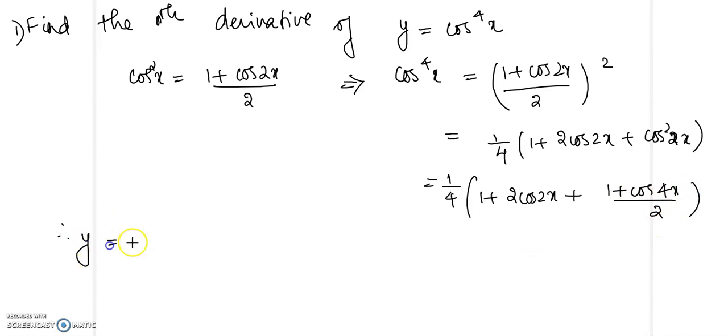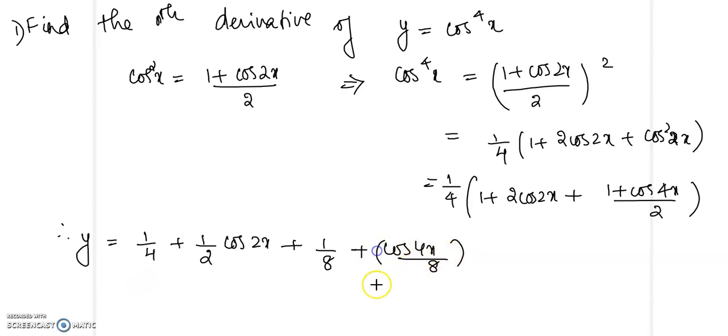So therefore y is equal to 1 by 4 plus 1 by 2 cos 2x plus 1 by 8 plus cos 4x by 8. So 1 by 4 plus 1 by 8 will be 3 by 8, plus 1 by 2 cos 2x plus 1 by 8 cos 4x. So this is the value of y.